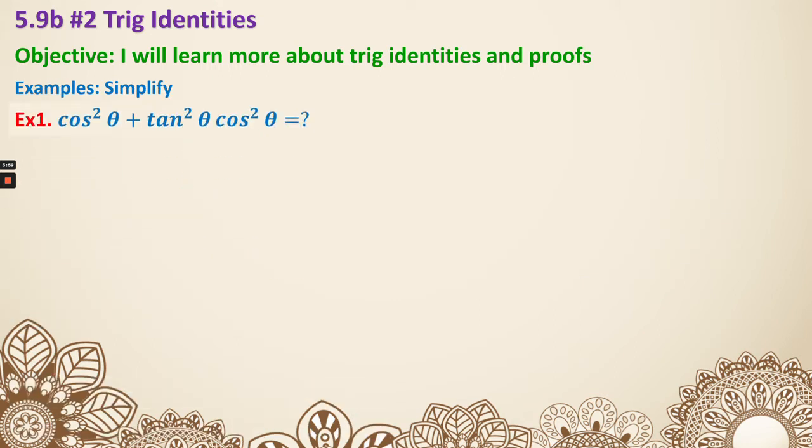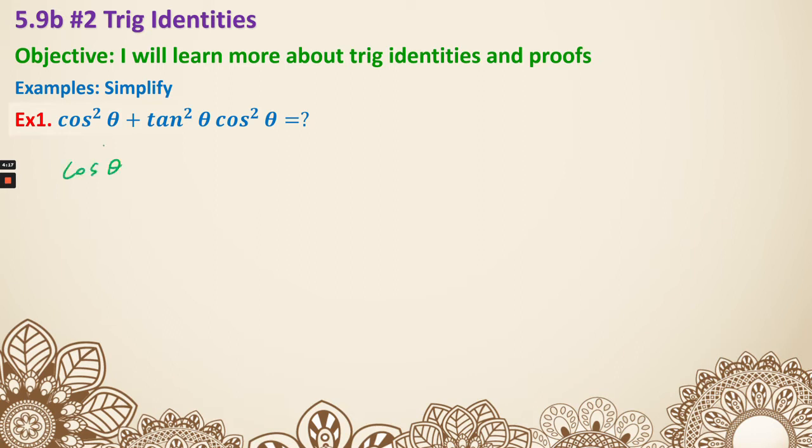First, we are going to simplify things. Cosine squared plus tangent squared times cosine squared. Well, in this case, there are kind of two different ways. First, you can choose to factor out the cosine square, or you can choose to just rewrite everything. So this is, of course, the left-hand side.